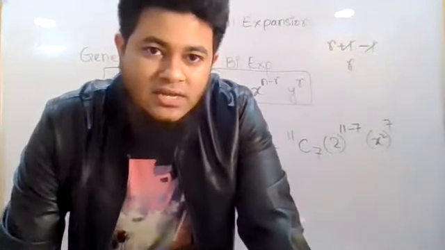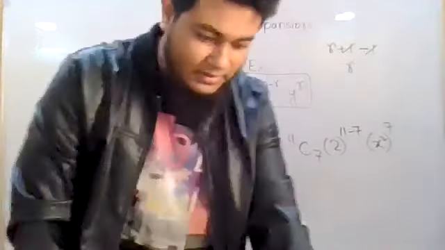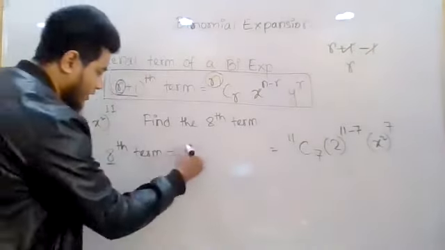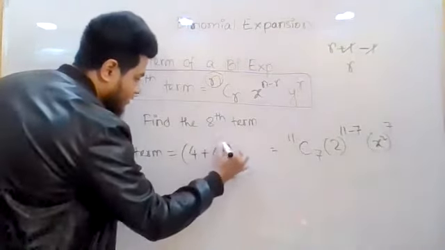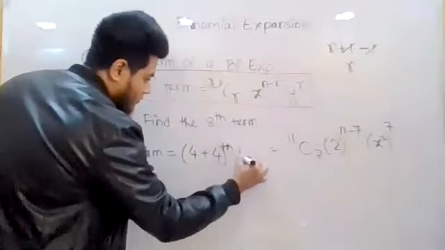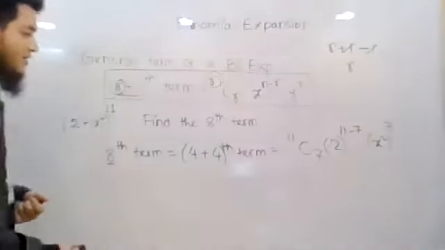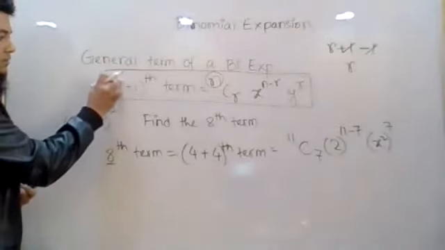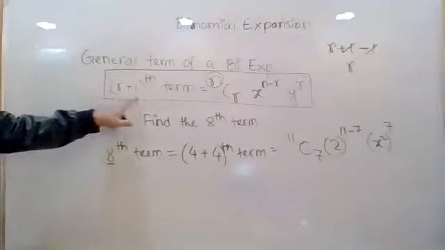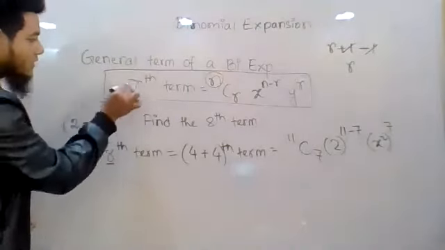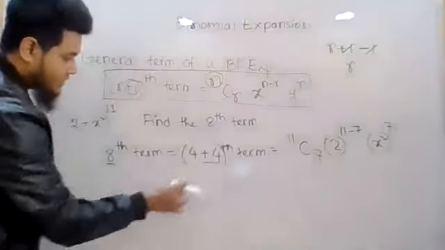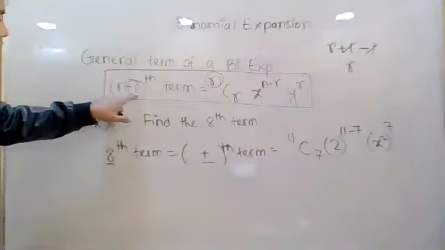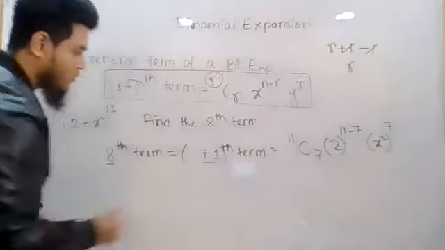I think you are referring to this 8th term. Aisha wants to write it as 4 plus 4th term. Very good question, Aisha. But remember, we are trying to make it similar to this general term, r plus 1. We need plus 1, not plus 4. So at first I need to write plus 1. So I wrote 1 already.